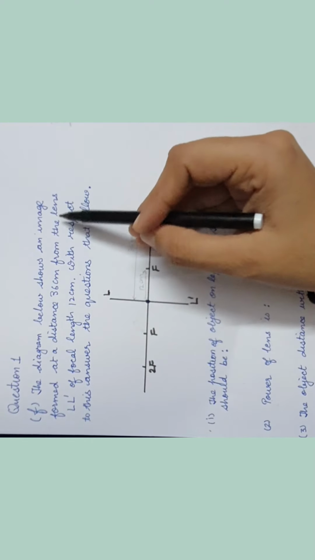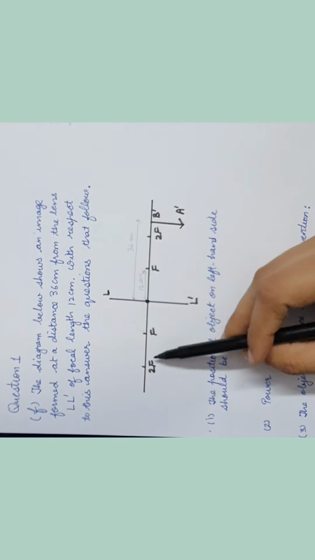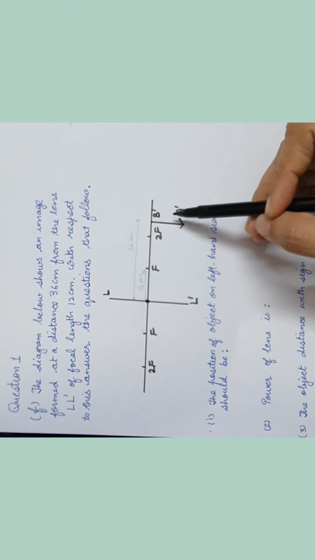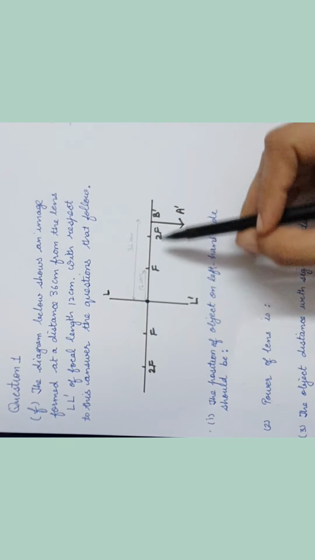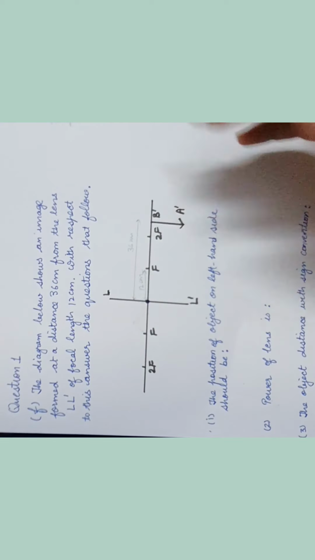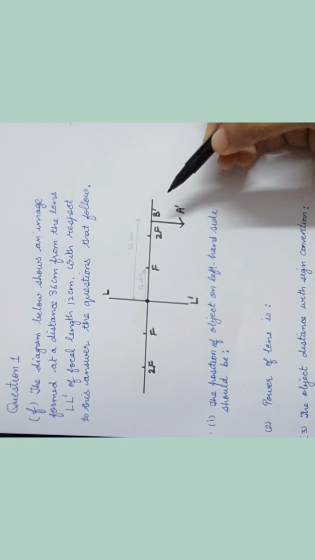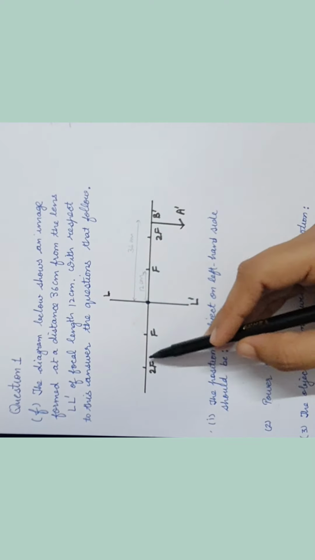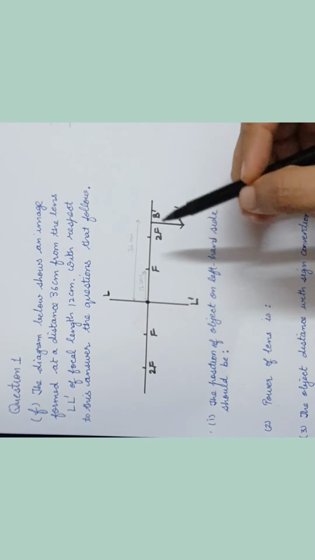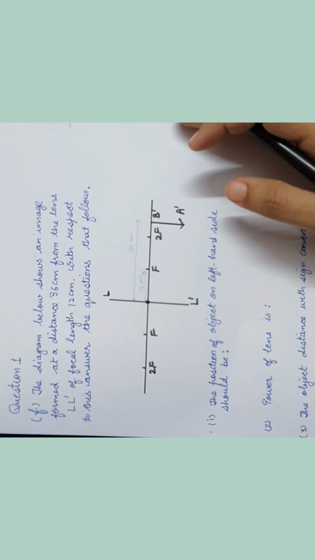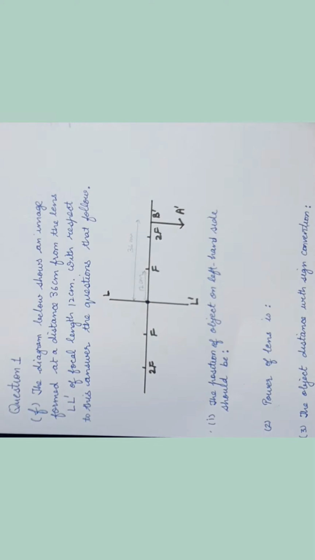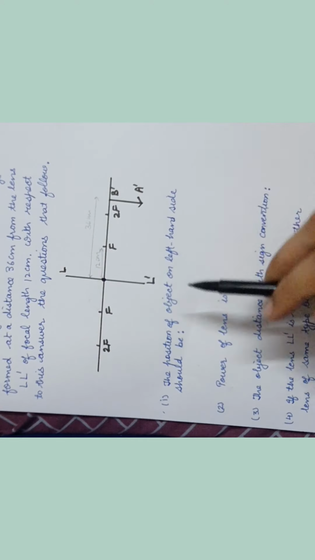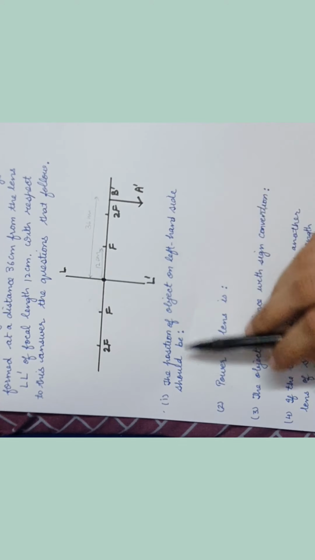And it is not mentioned which lens is given, but yes, the diagram clearly shows that it is a convex lens. Why? Because you can see image is formed on the other side of the lens, that is here on the right hand side. So we have studied in convex lens the image is formed on the right hand side, whereas in case of concave lens the image is formed on the left hand side only. For convex it could be left, right, both, but since it is right, so it confirms that it is your convex lens only, right?